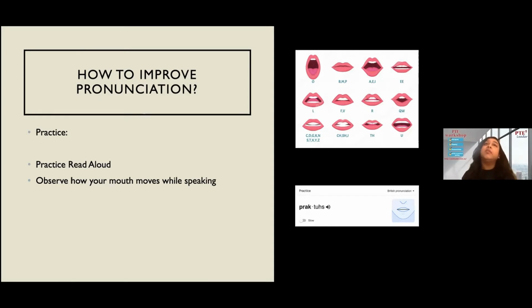Also, interestingly, if you search for a word on Google, for example the word practice, it will obviously show you how to pronounce it as well. In the second picture on the slide, you can see I have included how to pronounce the word practice in a British pronunciation. You can also choose American pronunciation and see how it shows you the right way of pronouncing a specific word, which is really helpful and effective.